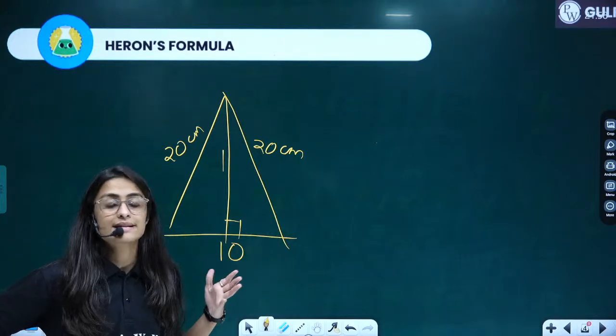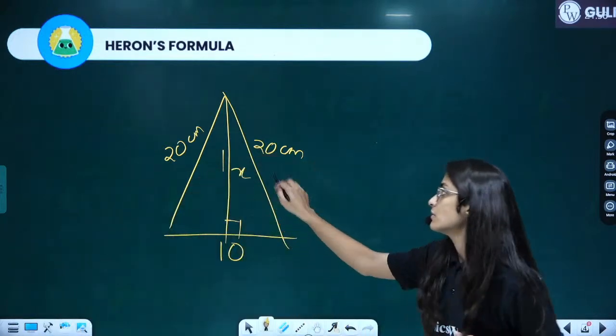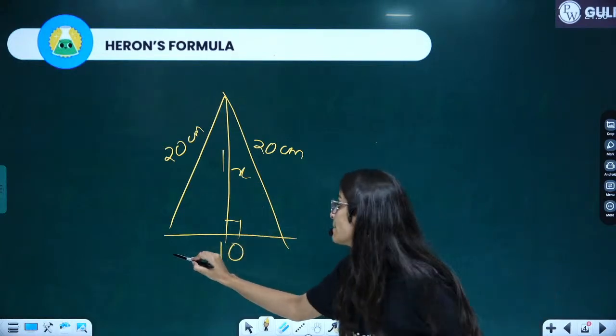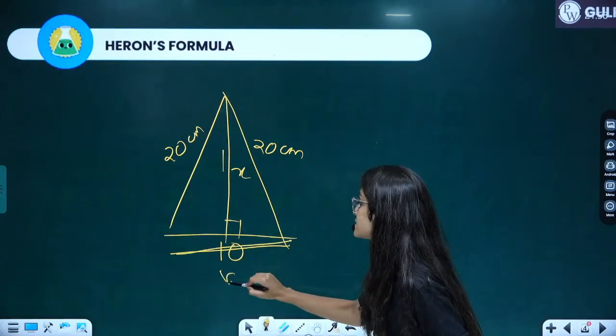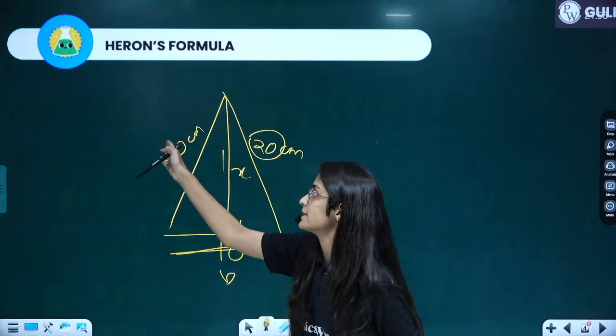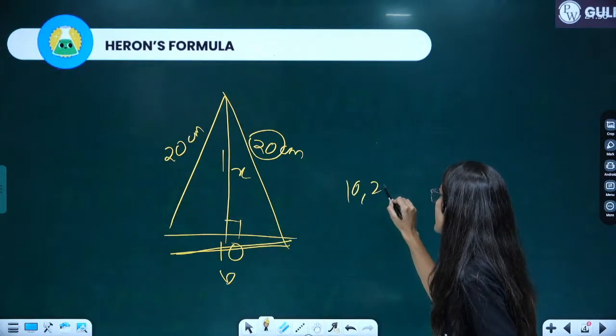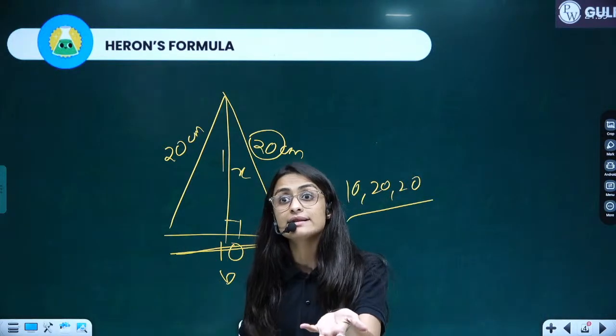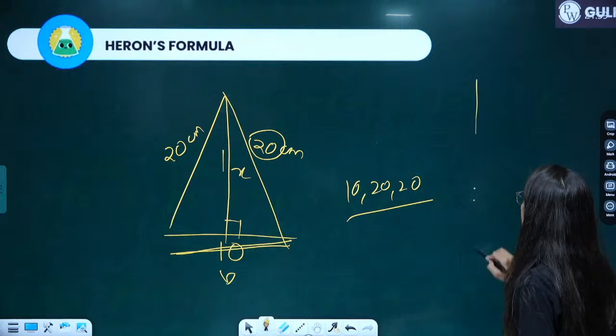The height is not given. Where do we have it? The 10 centimeter is the base, and 20 centimeter is one of the sides. Here 10, 20, 20 are the three sides. The height is missing. How are we finding it?